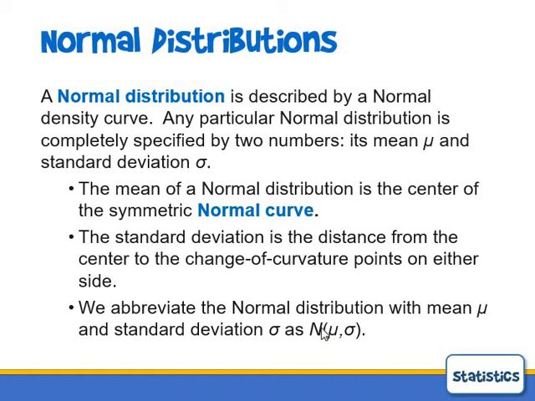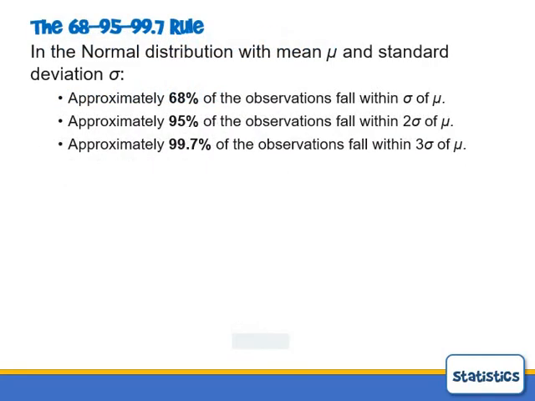Since we only need to know those two numbers, we can abbreviate a normal distribution. We just need to denote that the distribution is normal and has a certain mean and a certain standard deviation. So we use the notation a capital N, and then in parentheses, mu comma sigma, and you would give whatever the values are. That's a very compact way to describe a particular normal distribution.